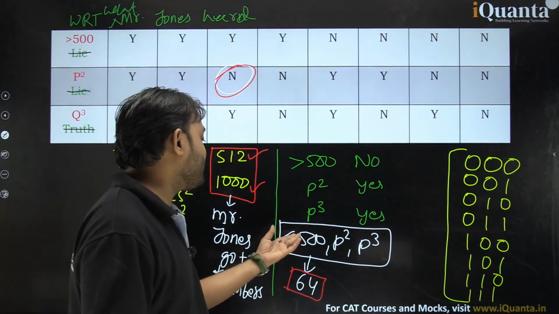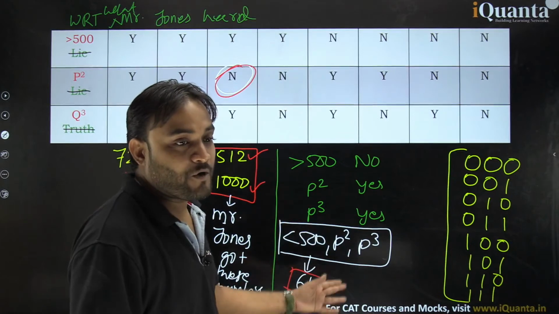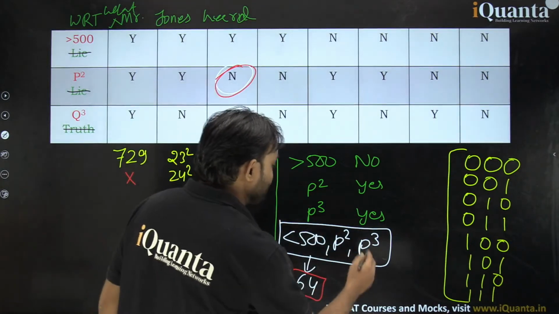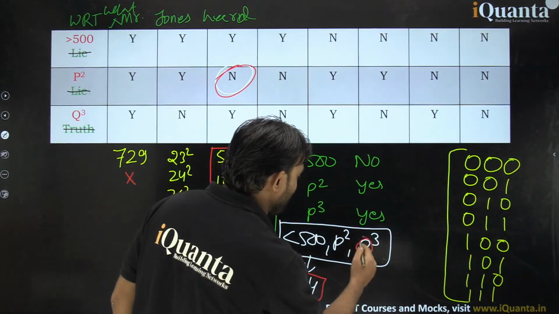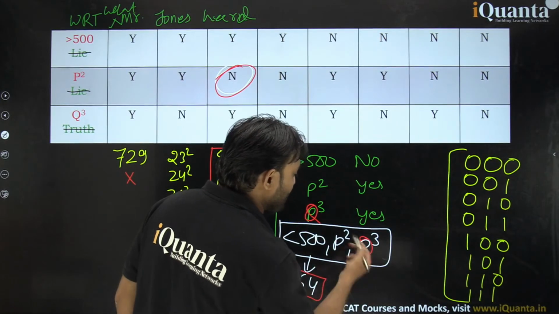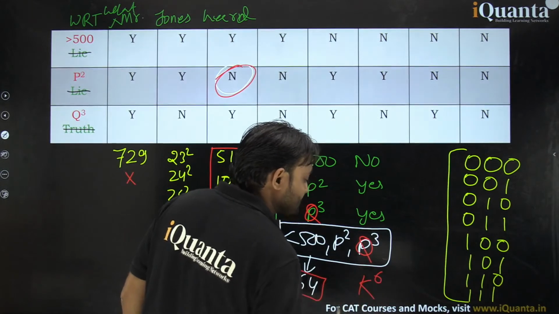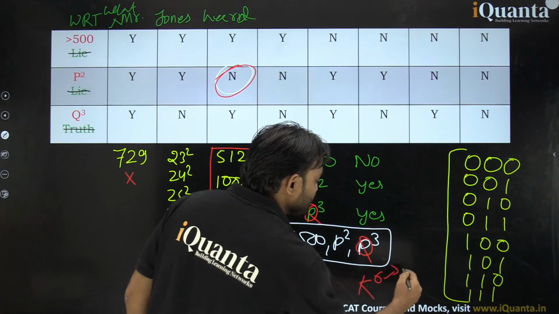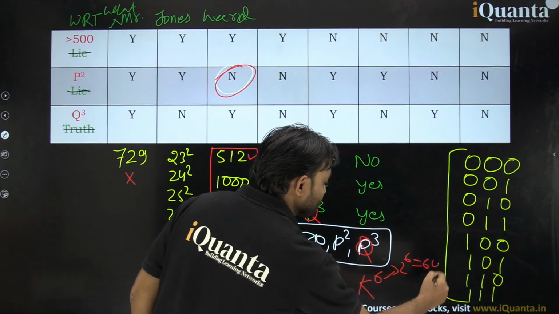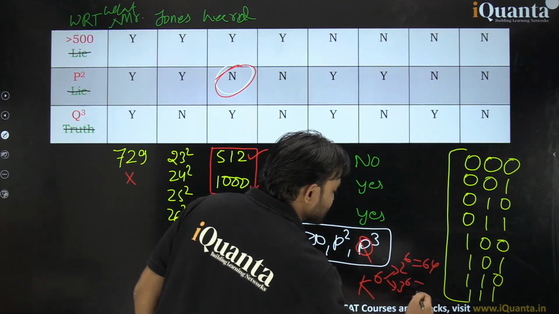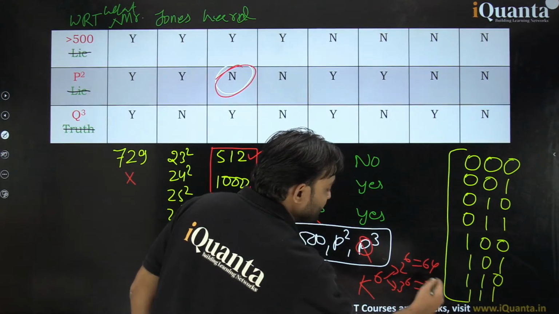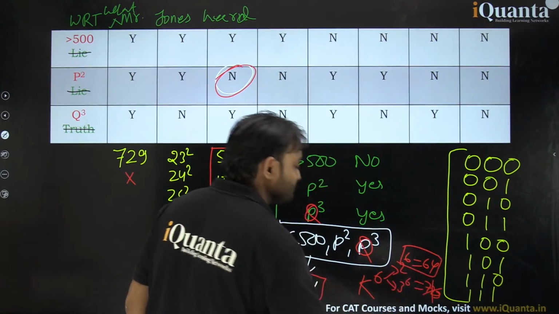फाइनल में क्या प्रॉब्लम है? Less than 500, a perfect square, a perfect cube means the number should be in the form of a perfect cube and perfect square. So it will be k to the power 6. So 2 to the power 6 is 64. 3 to the power 6 is 729. 729 is greater than 500. So this won't be possible. Only this is possible.